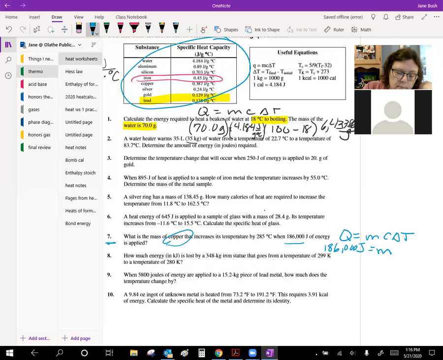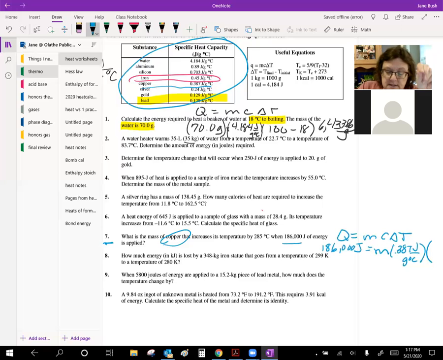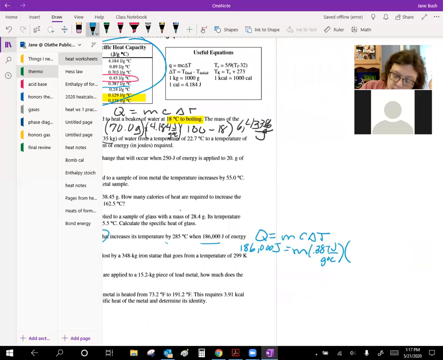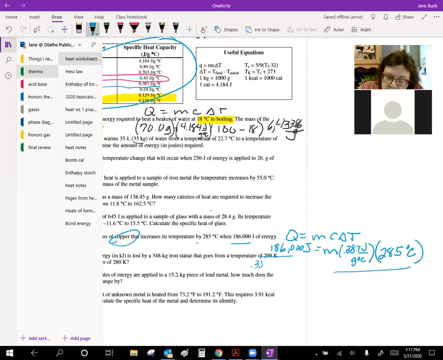It tells us it's copper. Copper is 0.387 joules over grams degrees Celsius is the units for that. Temperature change, it doesn't give us a start and end, but it tells us that this is the change. It's 285, and it increases, so it's positive. So now we just solve for mass. So we would want to divide both sides here by 0.387. So those would cancel, and that would solve for mass.